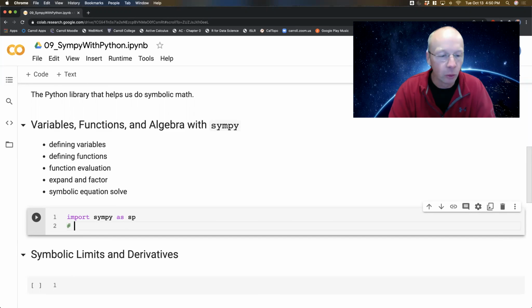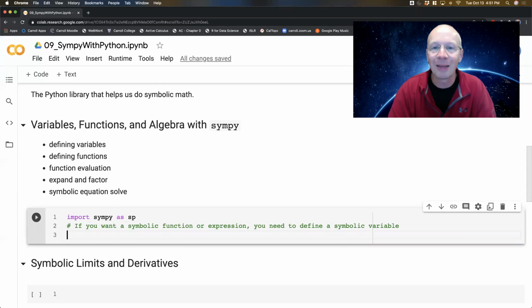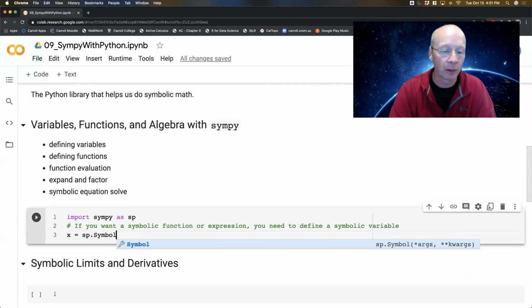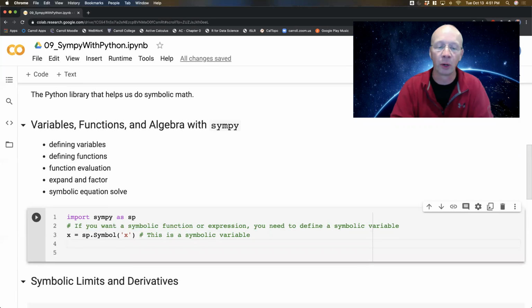And the first thing you have to do, if you want a symbolic function or expression, you need to define a symbolic variable. In other words, you're telling Python that the variable that you're dealing with is actually a symbol, not a number. So I'm going to do x equals sp.Symbol with a capital S of x, and x is in quotes. Okay, this is a symbolic variable, as compared to a variable that's just going to be storing a number later. Python will deal with it completely differently if it's a symbol.